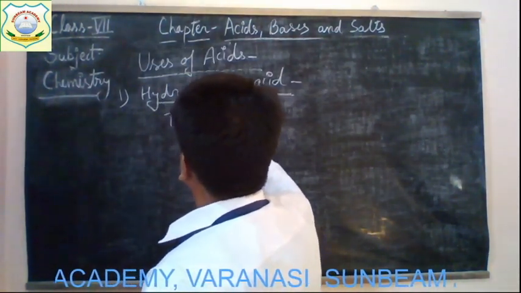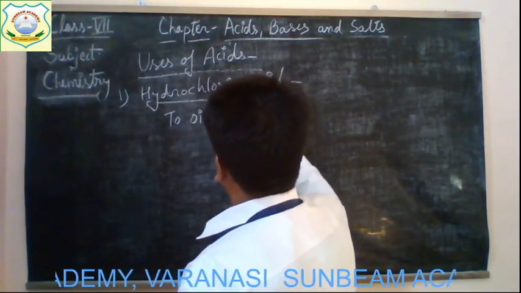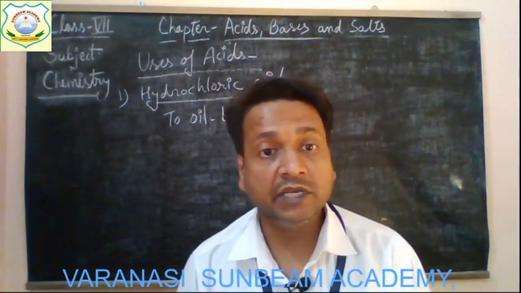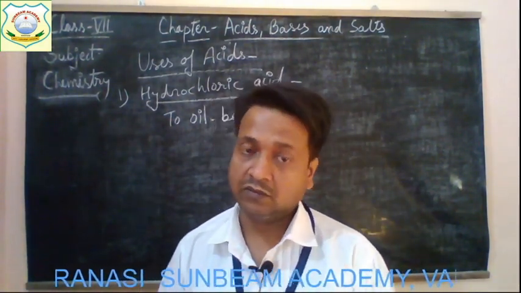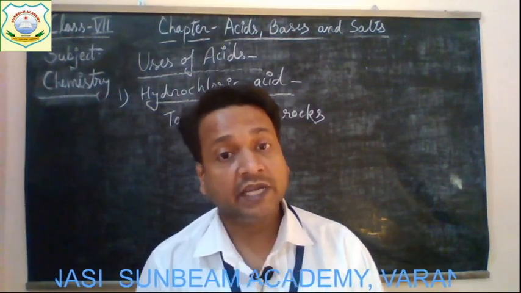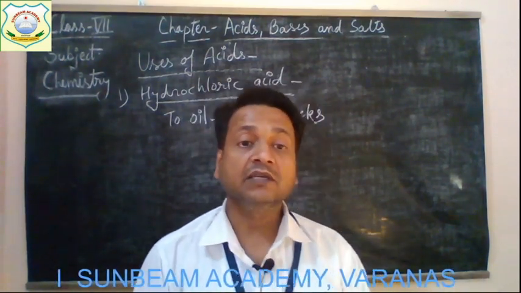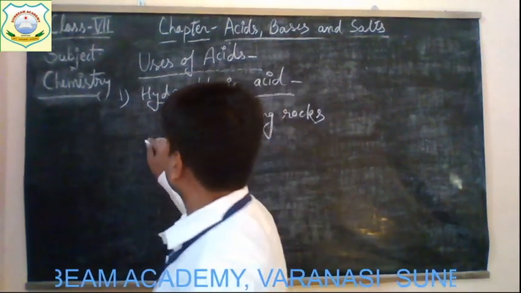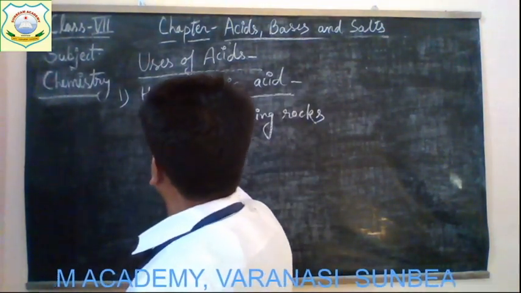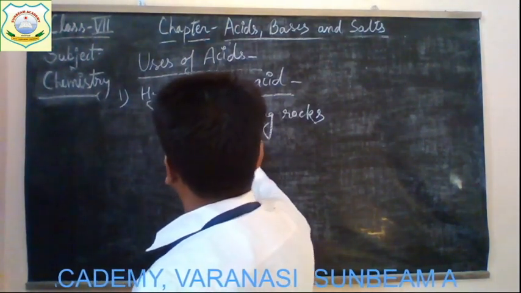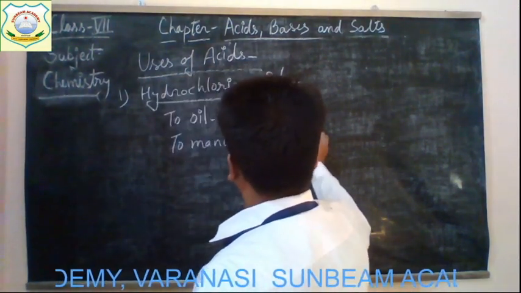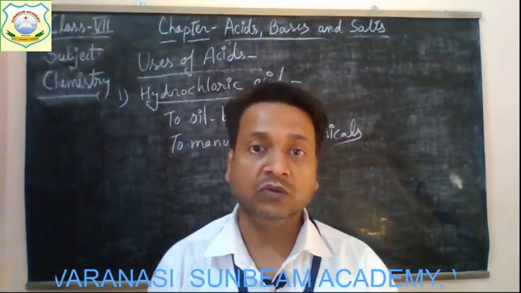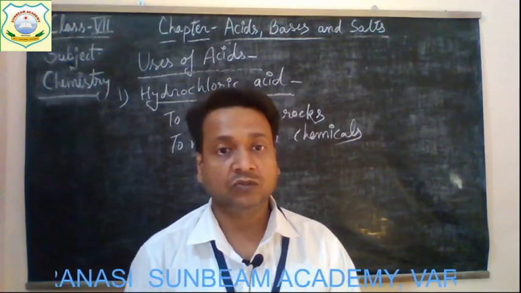Oil bearing rocks, it is used in oil industry. Got it, children? Now the second use of this hydrochloric acid is to manufacture chemicals such as glue. So the second use is to manufacture chemicals like glue. The hydrochloric acid is also used.